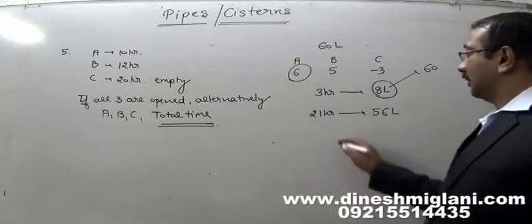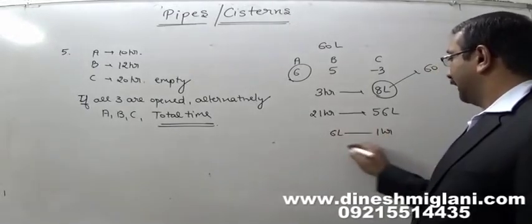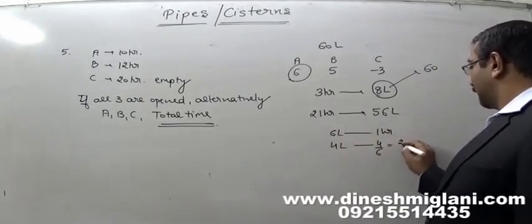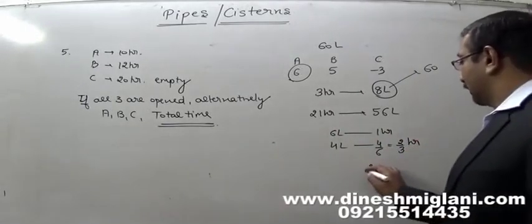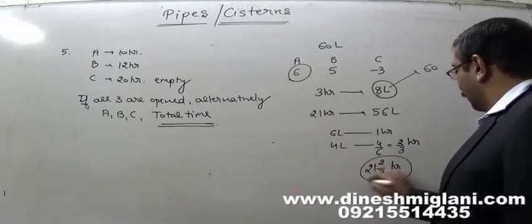What we can say? 6 liters are filled by A in 1 hour. A has to fill 4 liters. It means the time taken by A is 4 by 6 hour, or you may say 2 by 3 hours, right? So finally you can say your answer is 21 and 2 by 3 hours. That becomes your answer, right?